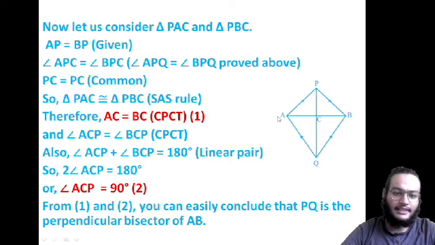Next we have to prove that angle ACP is 90 degrees. We can also prove that angle ACP is equal to angle BCP by the CPCT rule. But angle ACP and BCP form a linear pair, hence the equation becomes angle ACP plus angle BCP is equal to 180 degrees. Since both the angles are equal, we get 2 angle ACP is equal to 180 degrees and angle ACP becomes 90 degrees. Hence, we can easily conclude that PQ is the perpendicular bisector of AB.